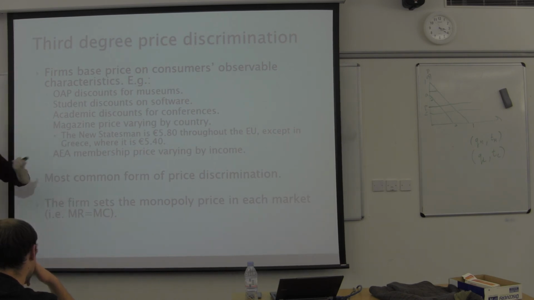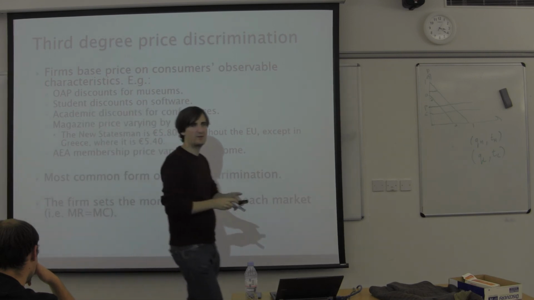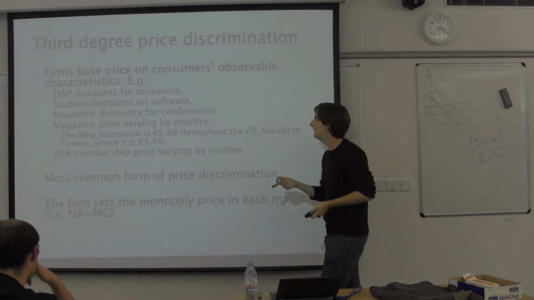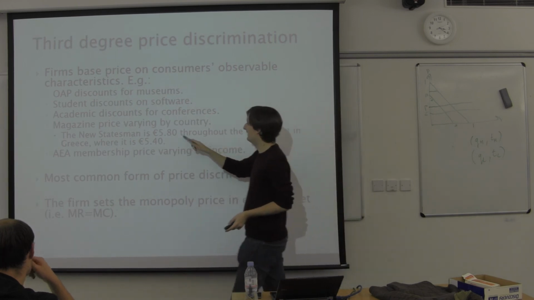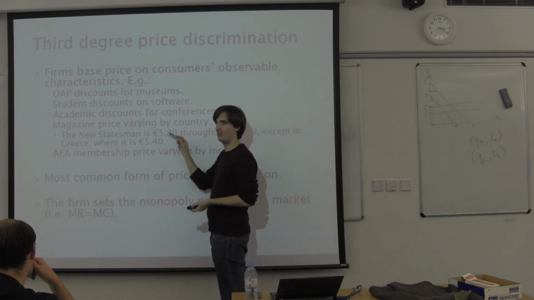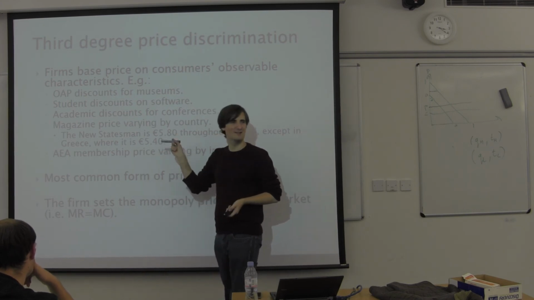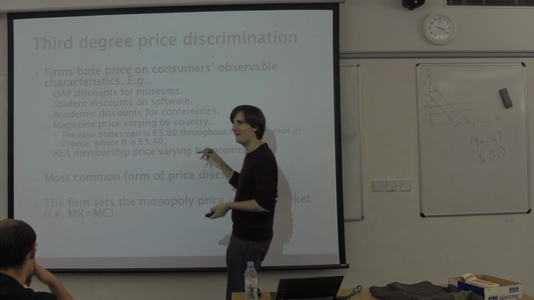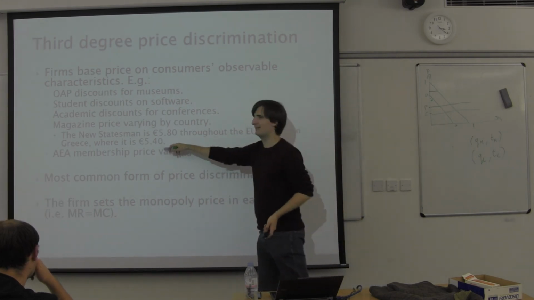Magazine price varies a lot by country, so there's a kind of discrimination by what country you're buying from. If you buy the New Statesman, it's the same magazine wherever you live in the European Union, but it's €5.80 everywhere except Greece, where it's €5.40, because they're not very rich in Greece, and you want to give them a lower price.